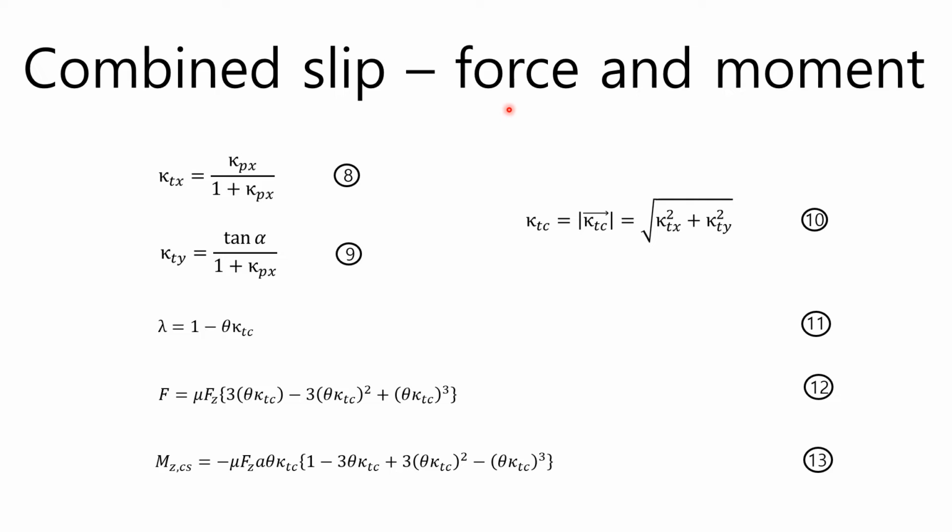Now let's look at the force and the moment equations for combined slip. In the combined slip, since kappa Tc is obtained using square expressions of its components, kappa Tx and kappa Ty, it is not necessary to use the absolute value of tangent alpha. However, the signs of calculated values of the slip angle, force, and the moment must be determined according to the sign convention explained in the previous 4 cases examined before.